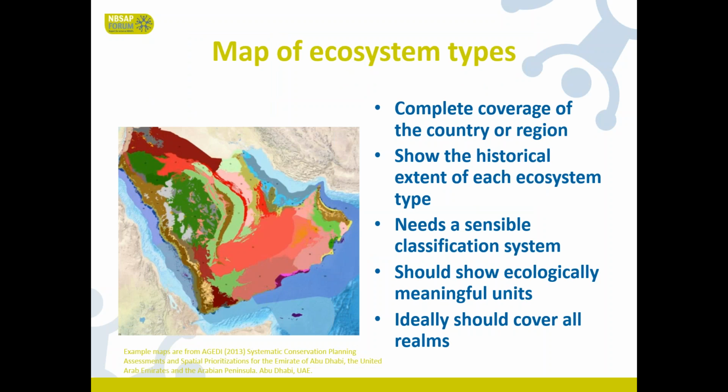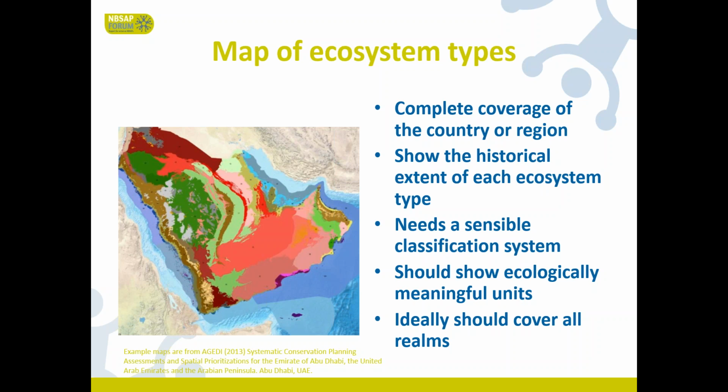Cool, so the first is a map of ecosystem types. So I'm going to be using a single example throughout this presentation. The one I'm using is for the Arabian Peninsula and the United Arab Emirates, where we applied essentially the South African methodology quite directly.